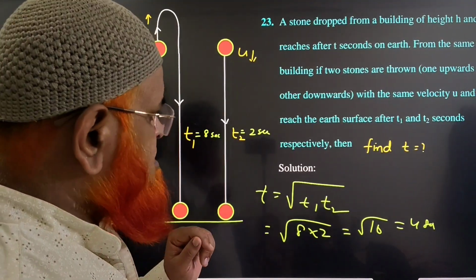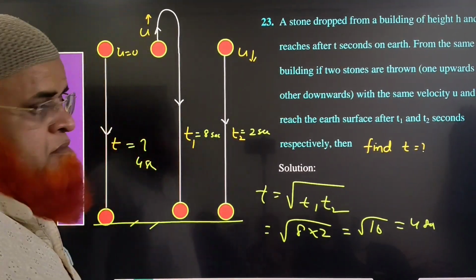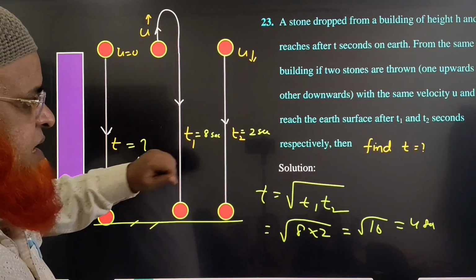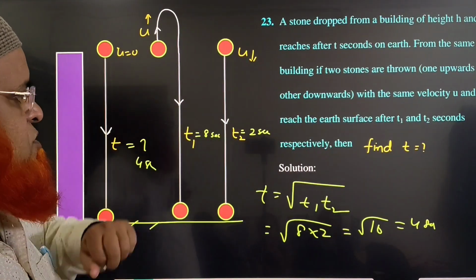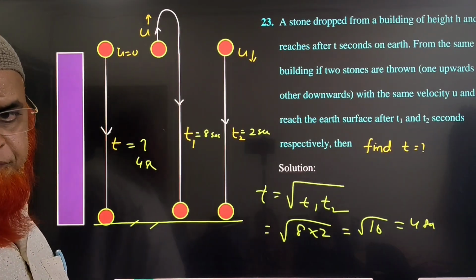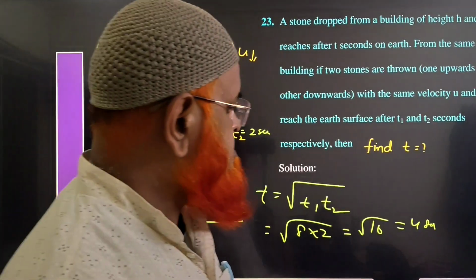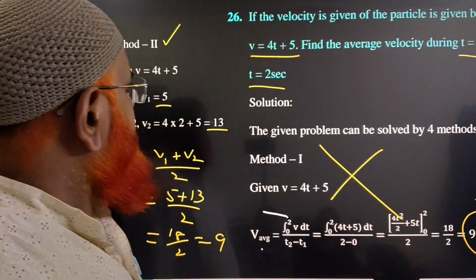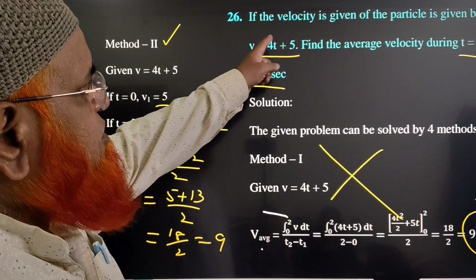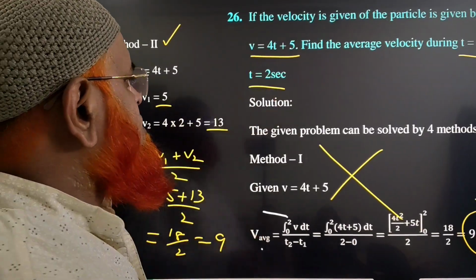This I have just told, this type of model. One is thrown upwards, takes 8 seconds. One is thrown downwards, takes 2 seconds. Then what is the time when it is dropped from rest? Next.